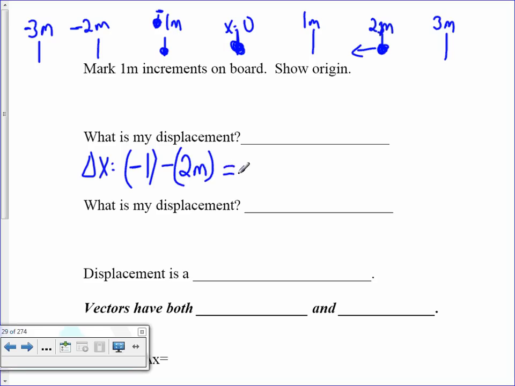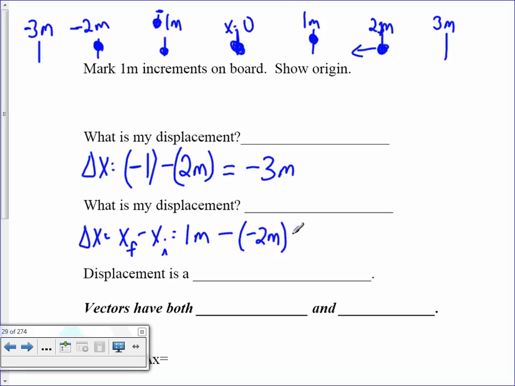So -1 minus 2, which is equal to -3 meters. So in that case, my displacement was -3 meters. Let's say, for example, if I start here at -2 and I go to 1, what is my displacement there? Well, delta x, which is my displacement, is x final minus x initial. And my final position was at the 1 meter mark, minus my initial position, which was -2 meters. And so that's 1 minus a -2. And so that displacement is now 3 meters.